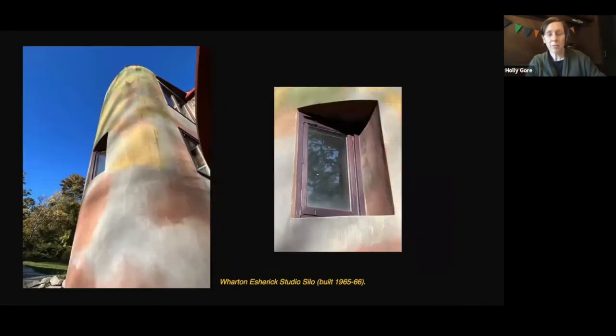And here are just a couple of details showing some of those really sculptural forms. Like the Watson House, this was created with concrete block covered with stucco. The patches of color are pigment that were brushed into the last layer of stucco when it was still wet, so it's kind of a fresco.